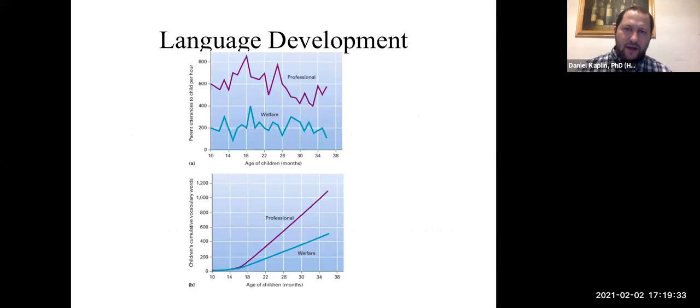So here is a graph from your book. So let's talk about socioeconomic status and the parents' utterances to the child per hour. We see that in the professional sphere versus the working sphere, parents tend to communicate more with their kids, and we see that that creates a shift in cumulative vocabulary words. So lower socioeconomic statuses are predisposed for fewer number of words, which when we think longitudinally could interfere with their performance in school as well.